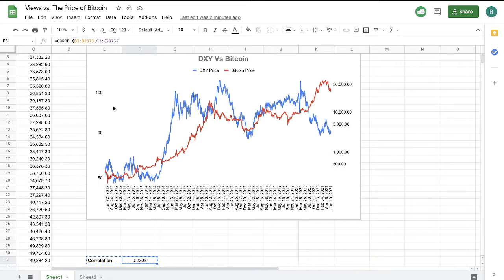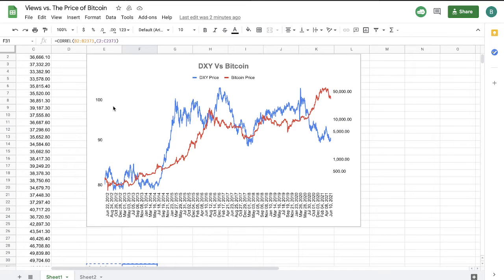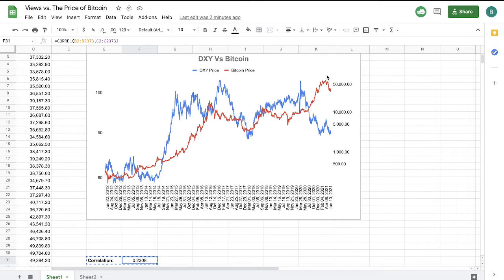An example here for the narrative of the Dixie and Bitcoin is if the Dixie drops, like what we see here, if the dollar weakens, then the price of Bitcoin should go up, right? That is what we call a negatively correlated relationship. And so, therefore, it should be closer to -1. In this case, it isn't.